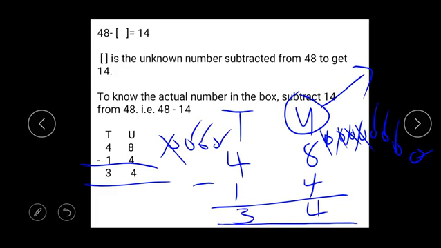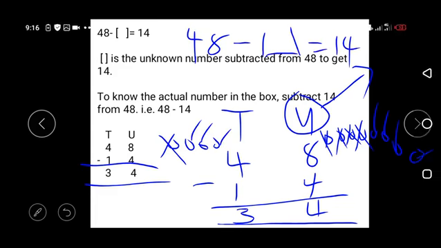So the missing number in 48 minus a box is equal to 14, this is the question. That means the missing number is 34. The missing number is 34 because we have subtracted 14 from 48. And remember that the biggest number will be up.